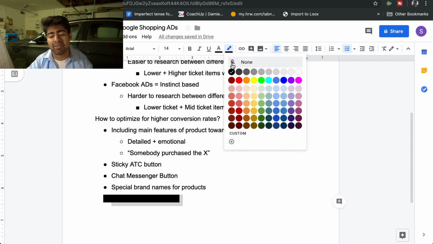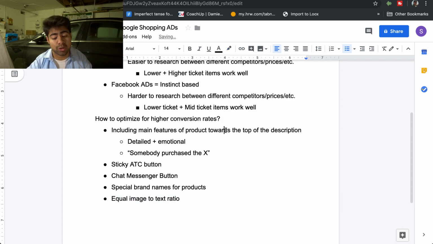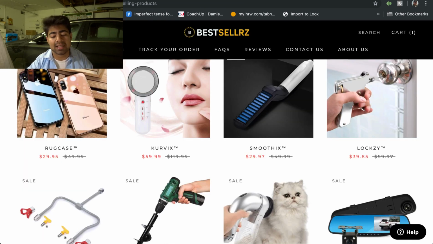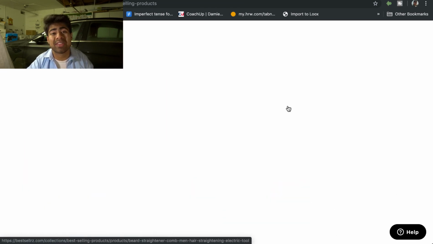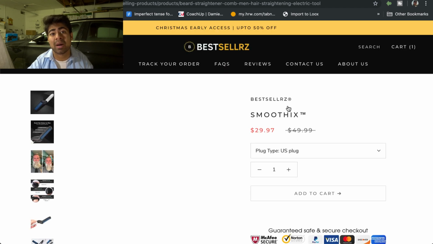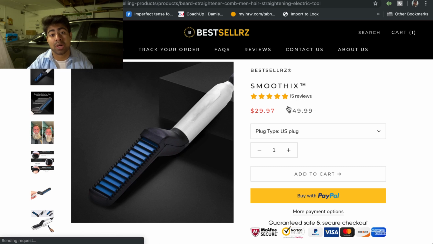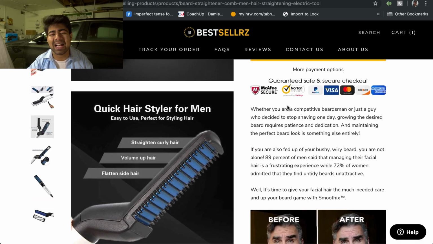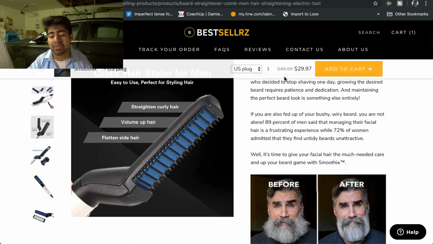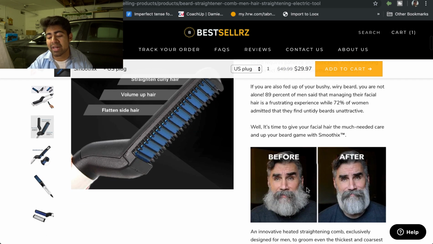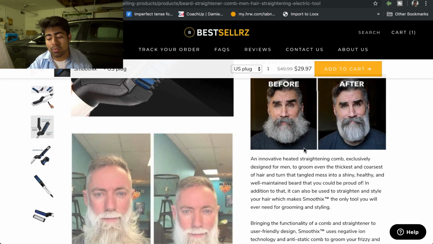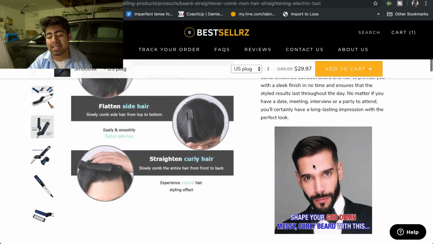And that brings me to my final point, which is going back to the description. That is, have an equal image to text ratio. Again, bestsellers.com does this really well, where they have an equal amount of images compared to the amount of words that they have. And I'm not saying if you have 300 words in your description, have 300 images, but the ratio should be kind of similar to each other. Meaning if you have a few sentences at the top, then have an image right below that, and then have a few more sentences and then have another image, as Bestsellers does.